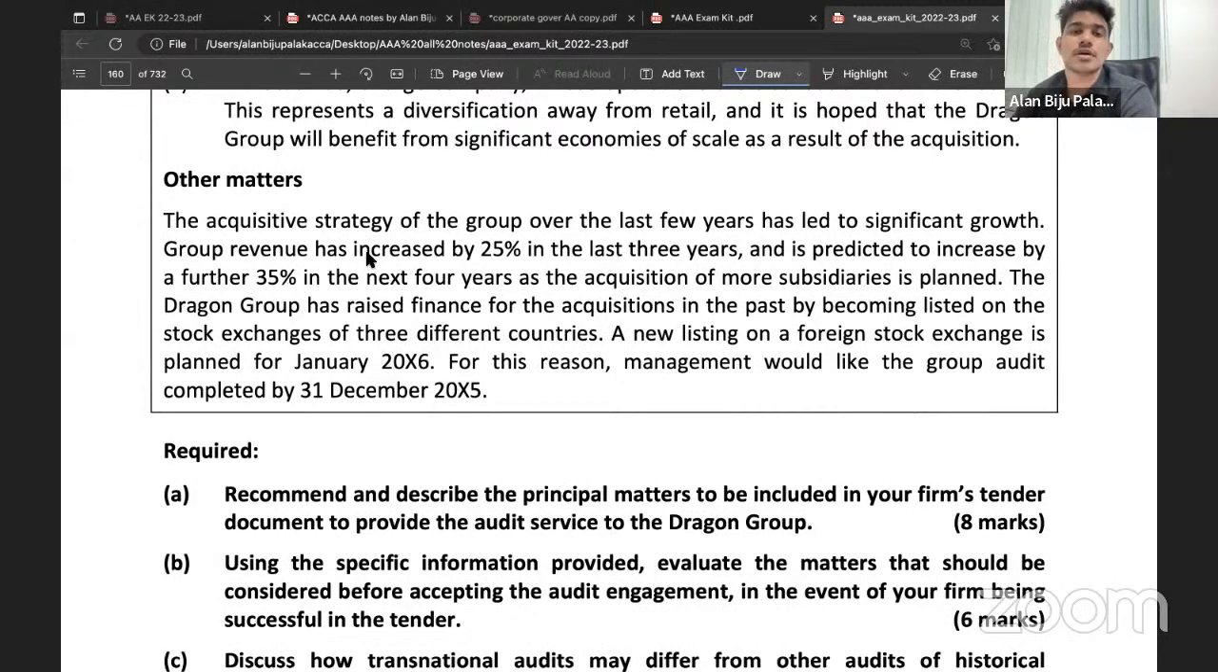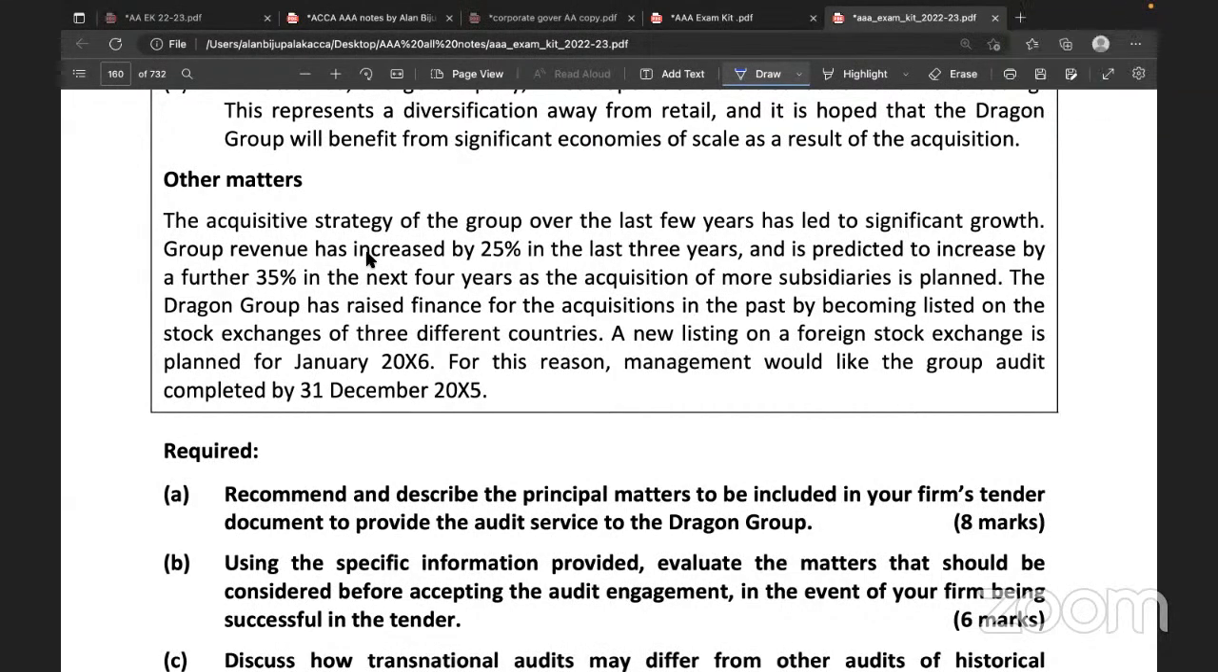So if the auditor believes that he has sufficient resources to complete the whole engagement by the time frame, then only the auditor should accept the engagement, or else the auditor should not accept the engagement if he does not have sufficient resources. So this is how you need to consider the matters before accepting an audit engagement. Clear, everyone? Yes, sir. Okay.